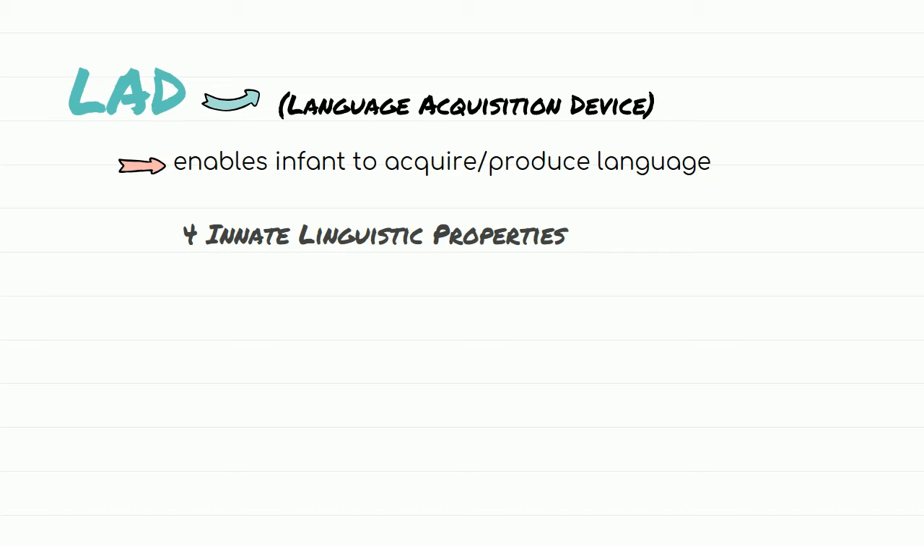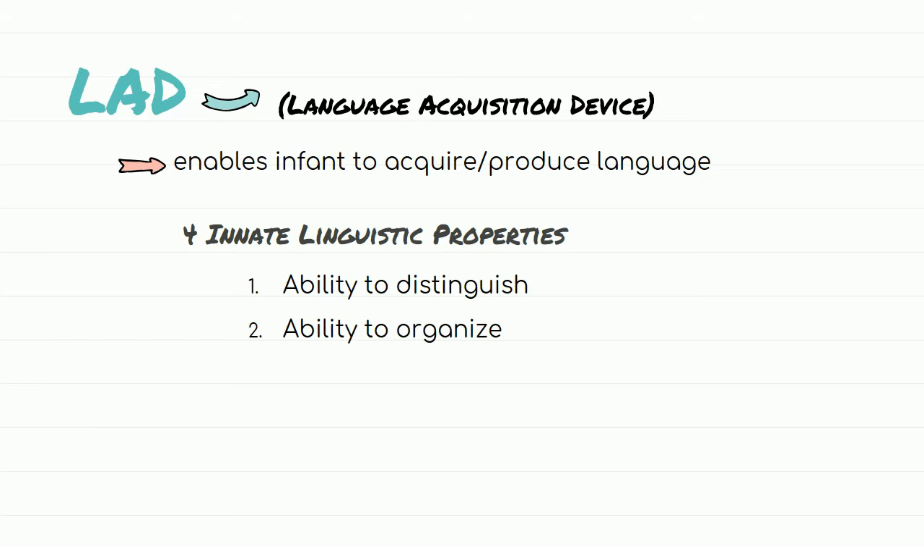There are four innate linguistic properties of the LAD. First is the ability to distinguish speech sounds from other sounds in the environment. Second is the ability to organize linguistic events in various classes which can later be refined. Third, knowledge that only a certain kind of linguistic system is possible and other kinds are not. And lastly, the ability to engage in constant evaluation of the developing linguistic system.